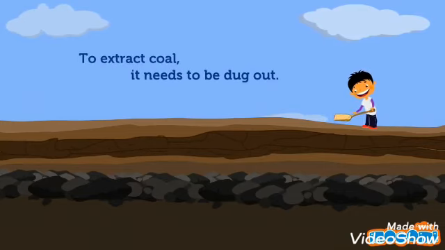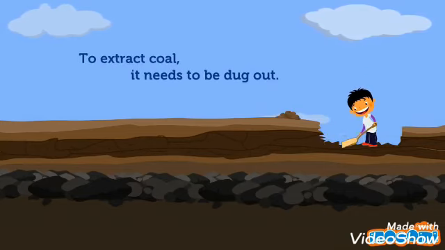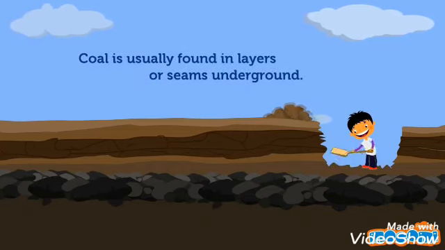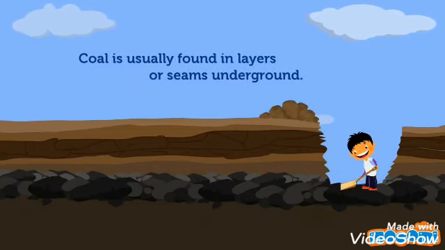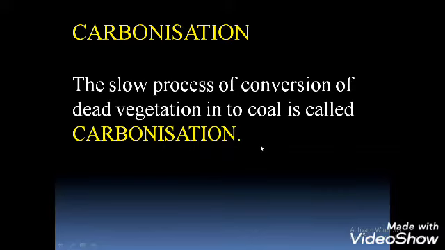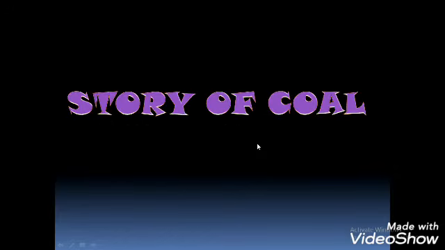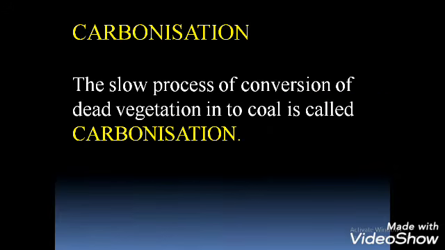To extract coal, it needs to be dug out. Coal is usually found in layers or seams underground. So, about 300 million years ago, the earth had dense forest in low-lying wetland areas. Due to natural processes like flooding, these forests got buried under the soil.